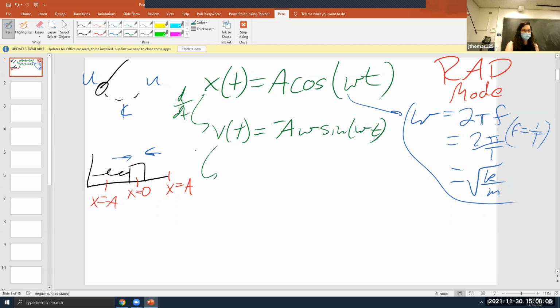One more derivative, d/dt, will give us an acceleration with respect to time. Same thing's gonna happen here. We differentiate the sine and we'll get cosine, and then we chain rule the inside and pull another omega out front. So we'll have negative A omega squared cosine of omega t.